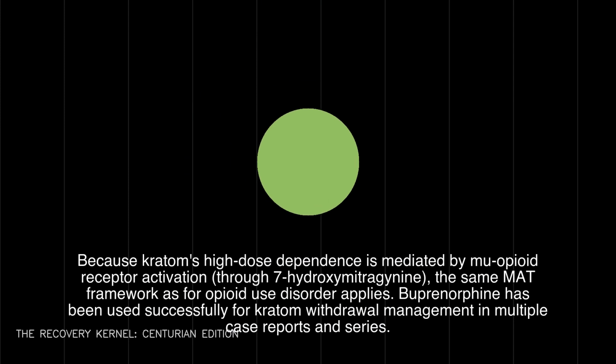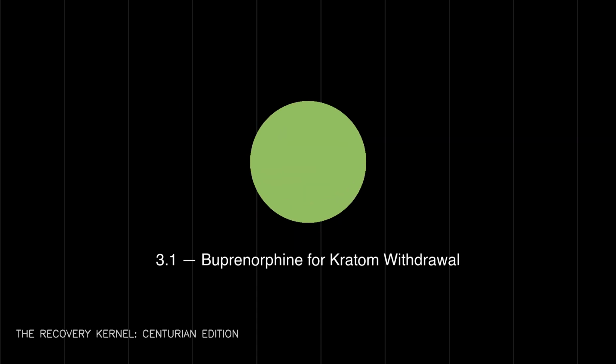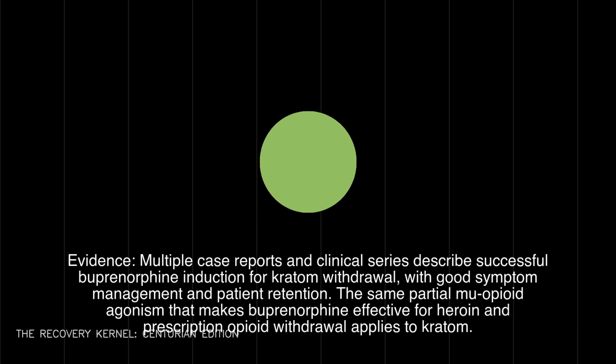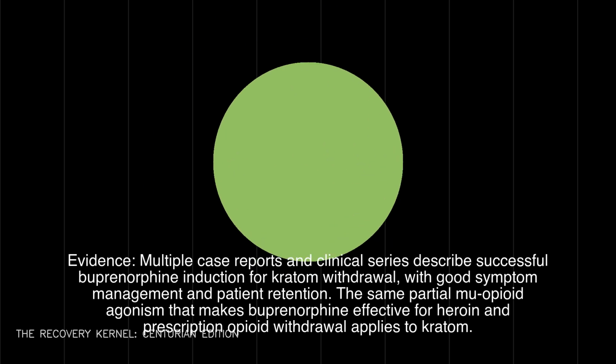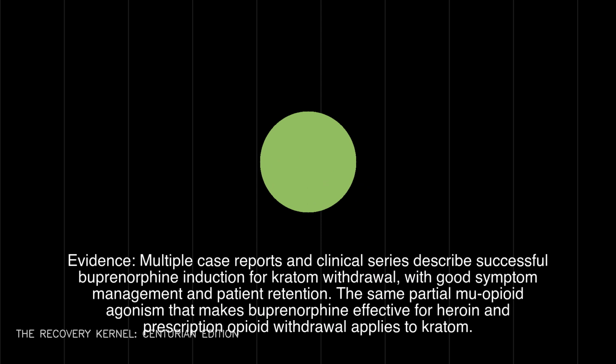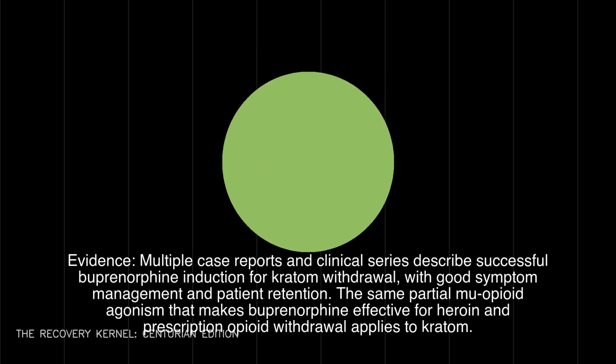3.1 Buprenorphine for kratom withdrawal. Evidence: multiple case reports and clinical series describe successful buprenorphine induction for kratom withdrawal, with good symptom management and patient retention. The same partial mu-opioid agonism that makes buprenorphine effective for heroin and prescription opioid withdrawal applies to kratom. Precipitated withdrawal caution: the same concern as with fentanyl applies here.